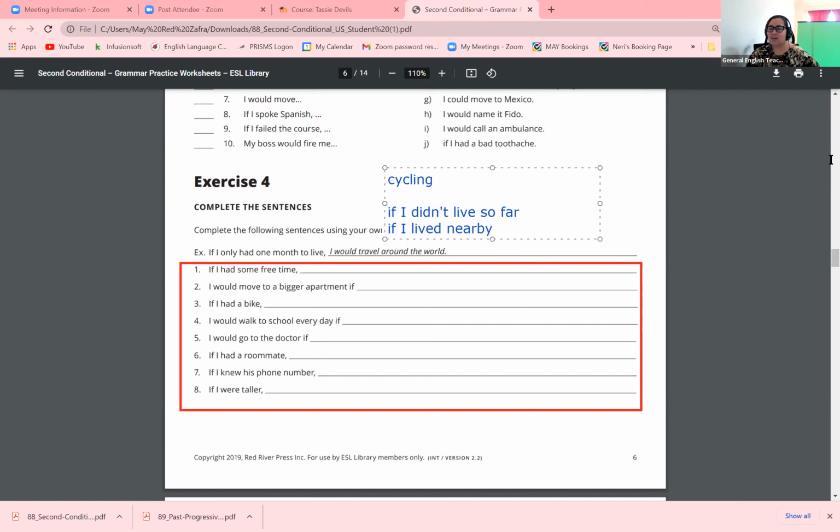Okay, good. I would go to the doctor if I didn't feel good. Yes. If I had a roommate, I would kill him. Why are you so, what do you call this? You can scary. So funny. Marina, please be nice. My goodness. Okay, please everybody remember, don't be roommate with Marina. Okay? I don't want you dead. Okay. If I were taller, I would do high jump. Good on you, Benara. If I had a bike, I would ride with my friend.